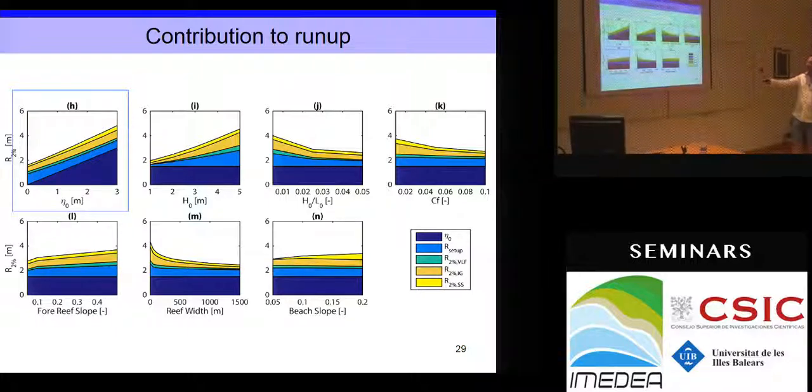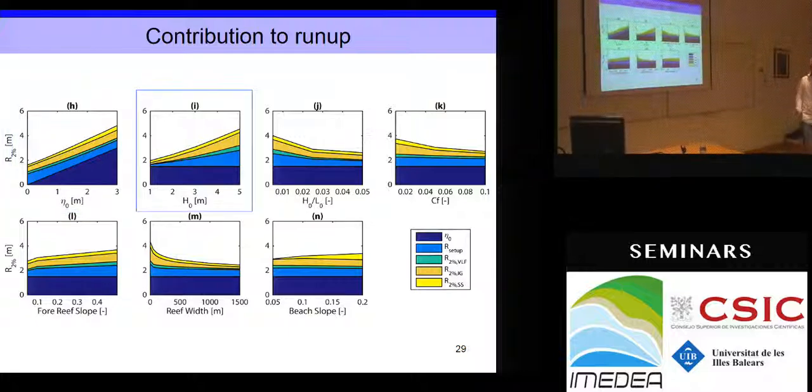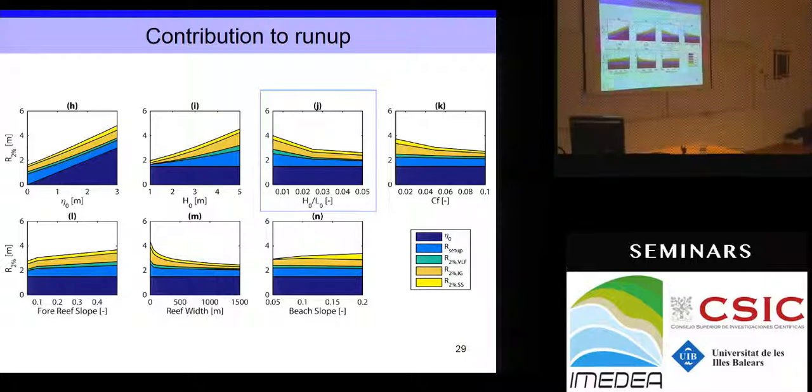So with increasing tide, of course, the run-up gets higher because the tidal elevation increases. And these are the different contributions. This is the setup, VLF, infragravity wave, and the incident waves. You can do that as a function of the wave height. Of course, with increasing waves, you get increasing run-up. You can look at the steepness. Increasing steepness actually decreases the run-up.